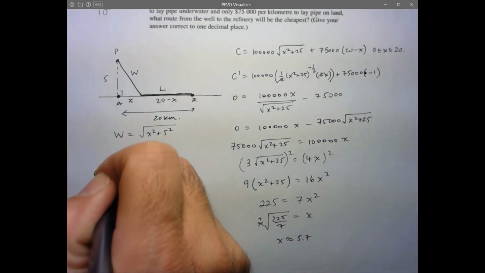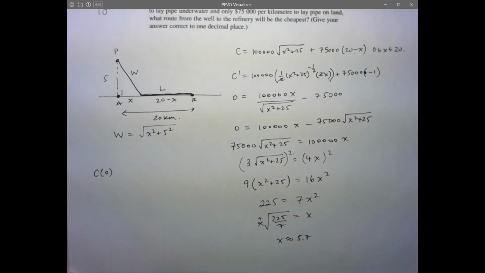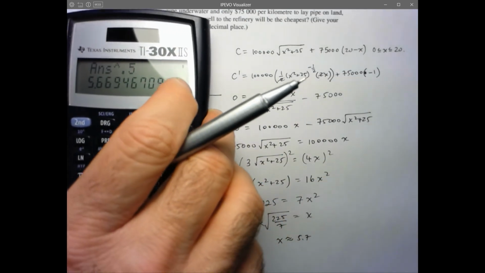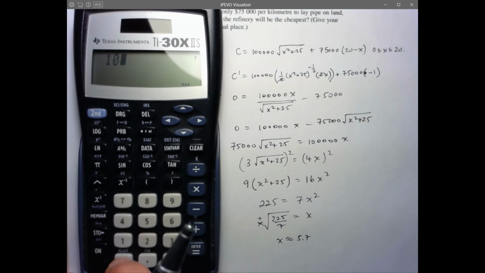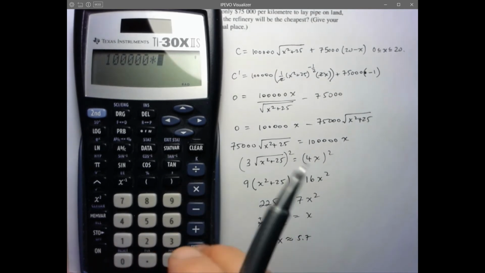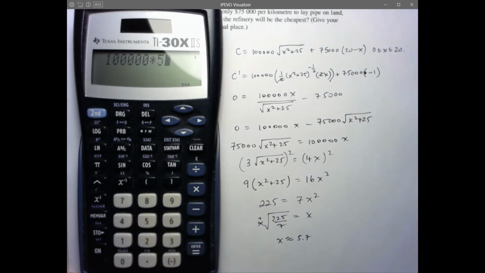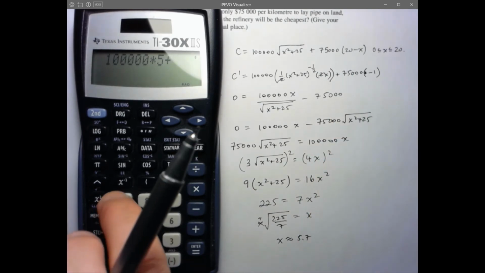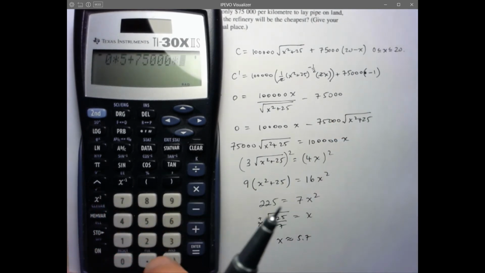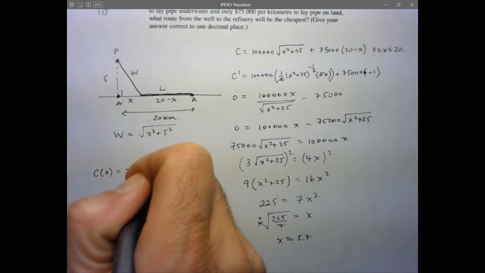So the cost at 0, this is just going to be root 25. So let's calculate this here. So what do we have? We have 100,000 times, well, like we said, if x is equal to 0, square root of 25 is just 5, so times 5, and then plus here 20 minus 0, so 20, so plus 75,000 times 20, and that gives us 2 million. So that's $2 million.